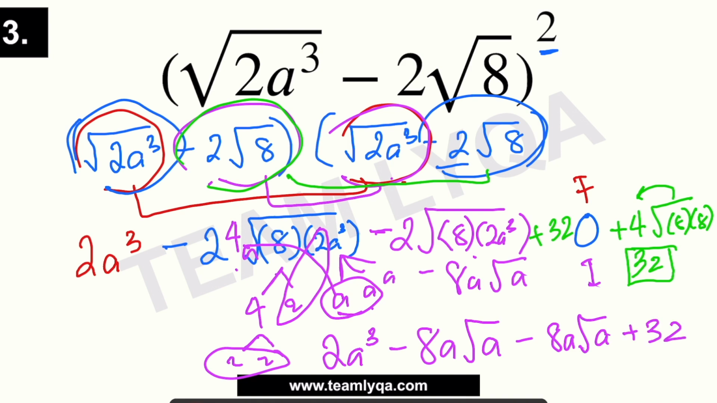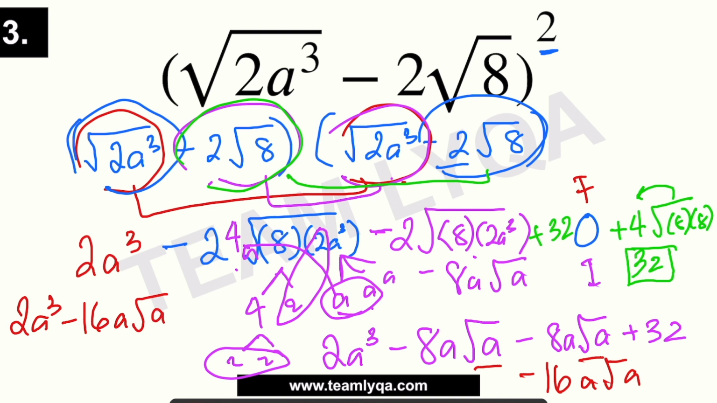Now, ito right here, di ba, again, pareho sila ng apelido, so pwede ko silang pagsamahin. Negative 8A plus negative 8A, pag pinagsama ko, magiging minus 16A square root of A. So, ang magiging final answer natin would be this. You have 2A cubed minus 16A square root of A plus 32. Okay? Now, I hope you got that correctly. Again, medyo masinsin, maraming details.